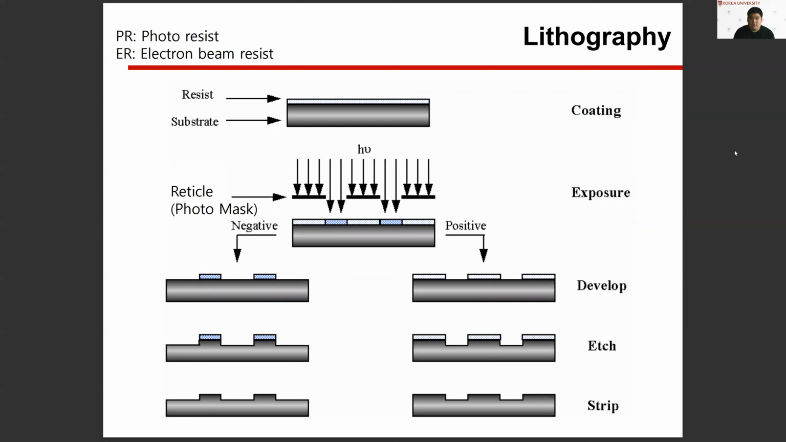As we have discussed earlier, there are two kinds of photoresist. This is the positive PR, where when the light is exposed, the photoresist is broken. On the other hand, with the negative photoresist, only the area where the light is exposed is hardened, so it stays after the other PRs are removed.